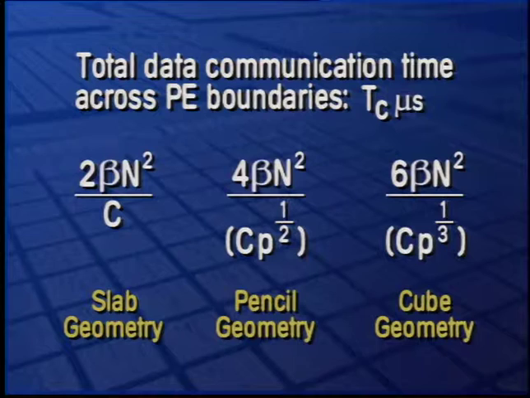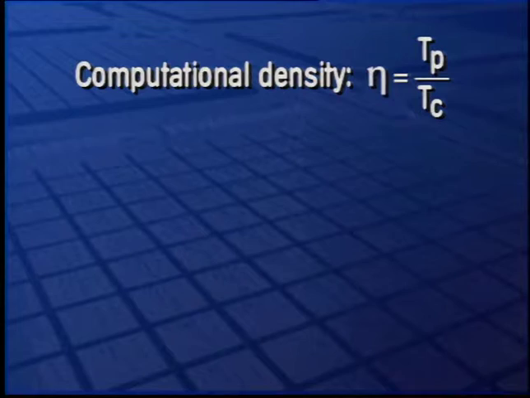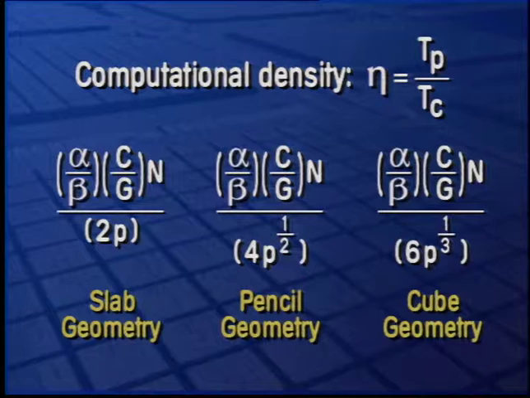Anyway, by evaluating the data communication time for each geometry, we can obtain the computational density, eta, which is defined as the ratio of t sub p and t sub c, the computation time over the communication time. By simple arithmetic, we can obtain these 3 relations.